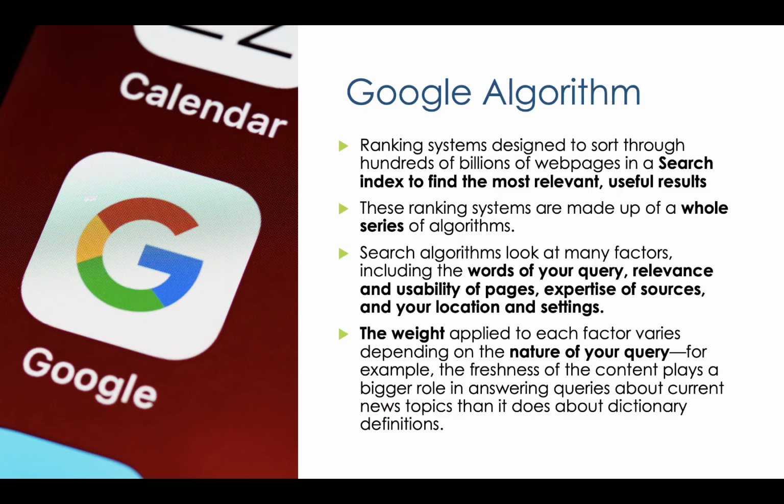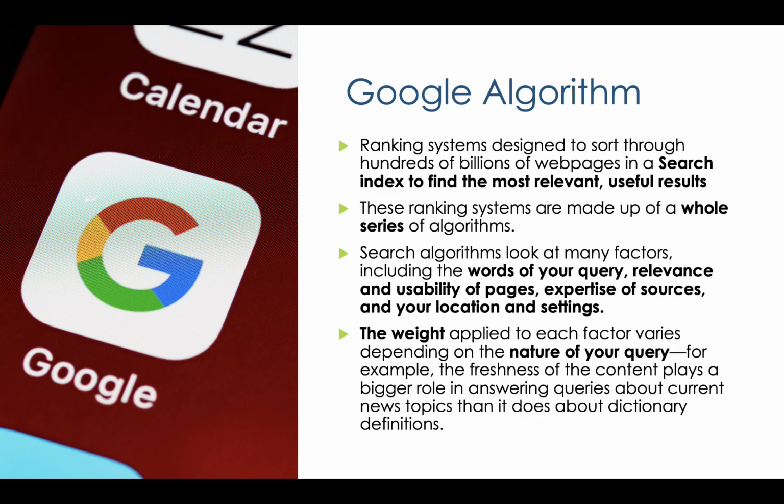So what exactly is a Google algorithm? You probably heard about this before. It is the ranking system that sorts through all of the web pages out there and indexes the most relevant, useful results. And these ranking systems are made up of a whole series of algorithms. So there's not just one. There's lots of algorithms within Google, and they interact with one another.